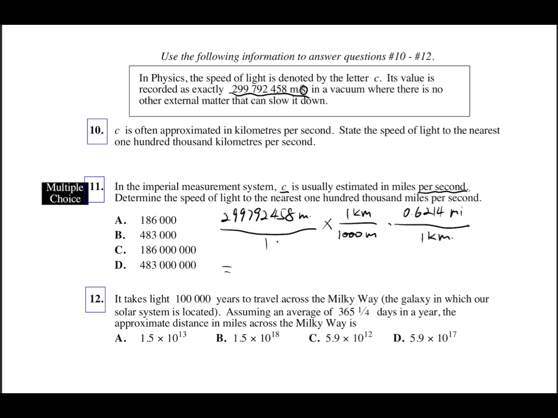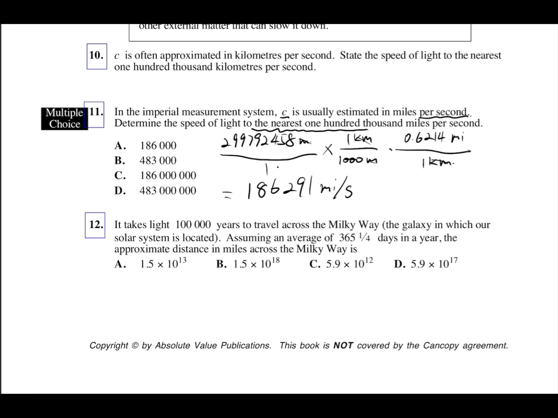And then we just cancel everything and use your calculator, and then don't forget to round to the nearest 100,000. So the answer is 6291 miles per second. Okay, and for the last part, nearest 100,000, the 2 is less than 4, so we just leave it alone. So the answer is A.